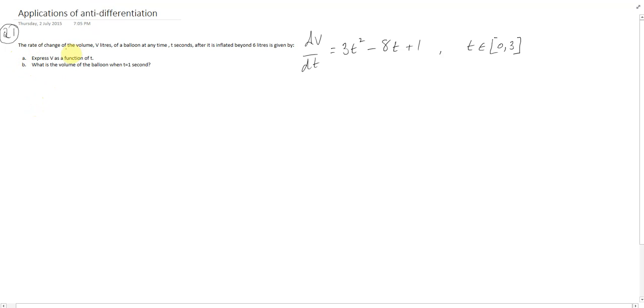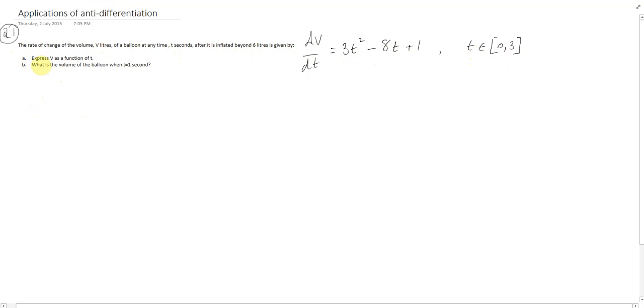The rate of change of the volume, V liters, of a balloon at any time, t seconds, after it is inflated beyond 6 liters is given by this. So we're talking about the volume, V, of a balloon after t seconds. And you can see from the domain here that the time is only between 0 and 3 seconds. And dV/dt is talking about the rate of volume change, and you can see it depends on the time, t.